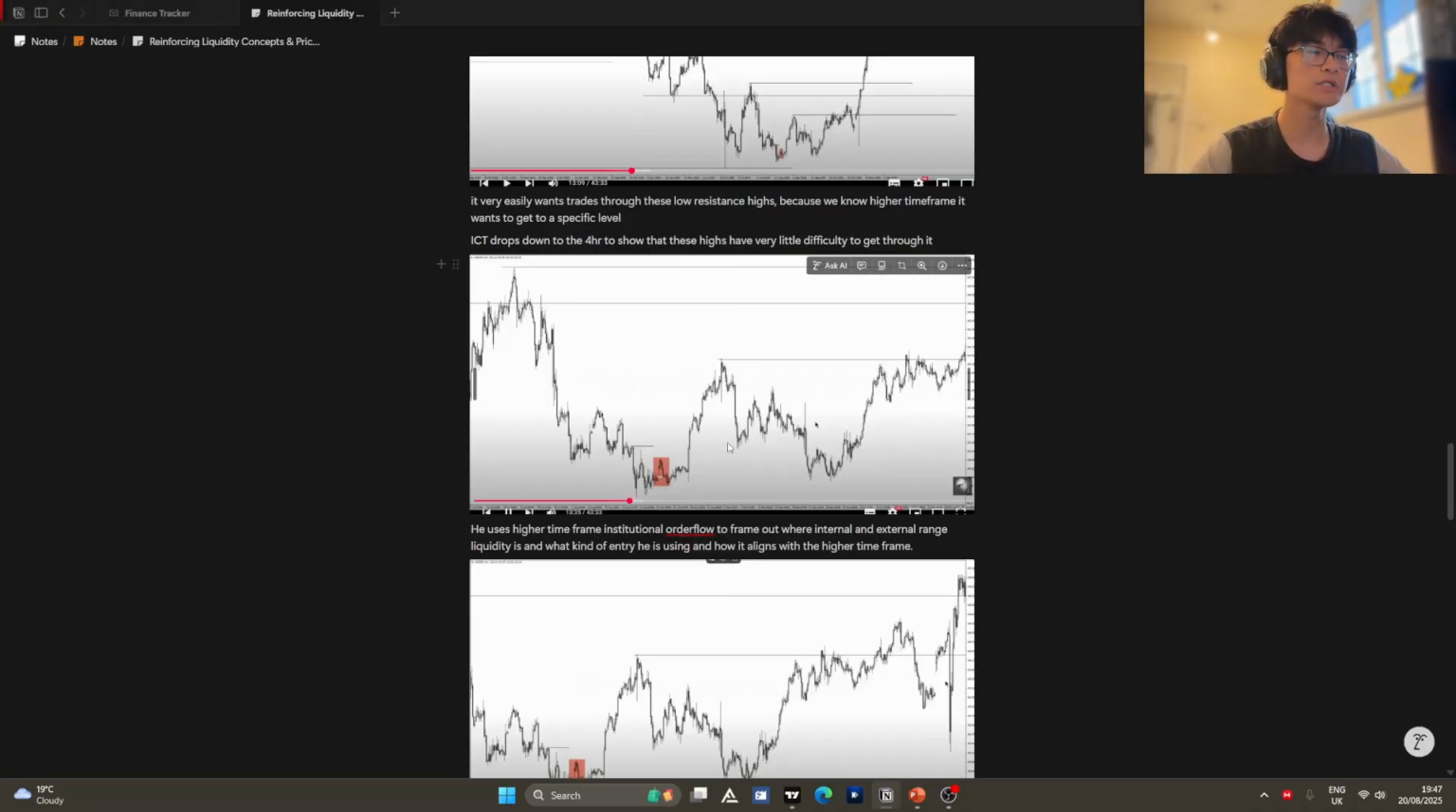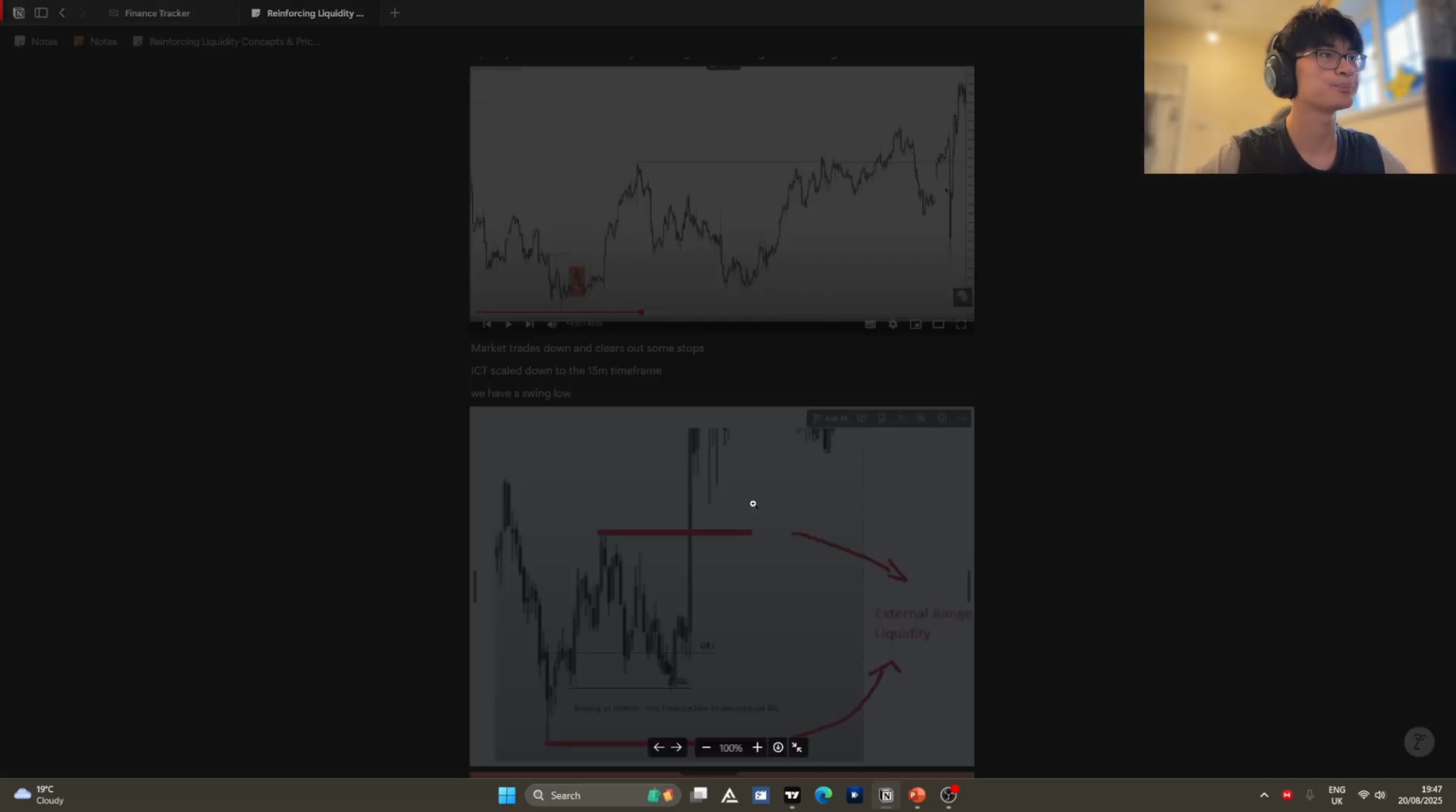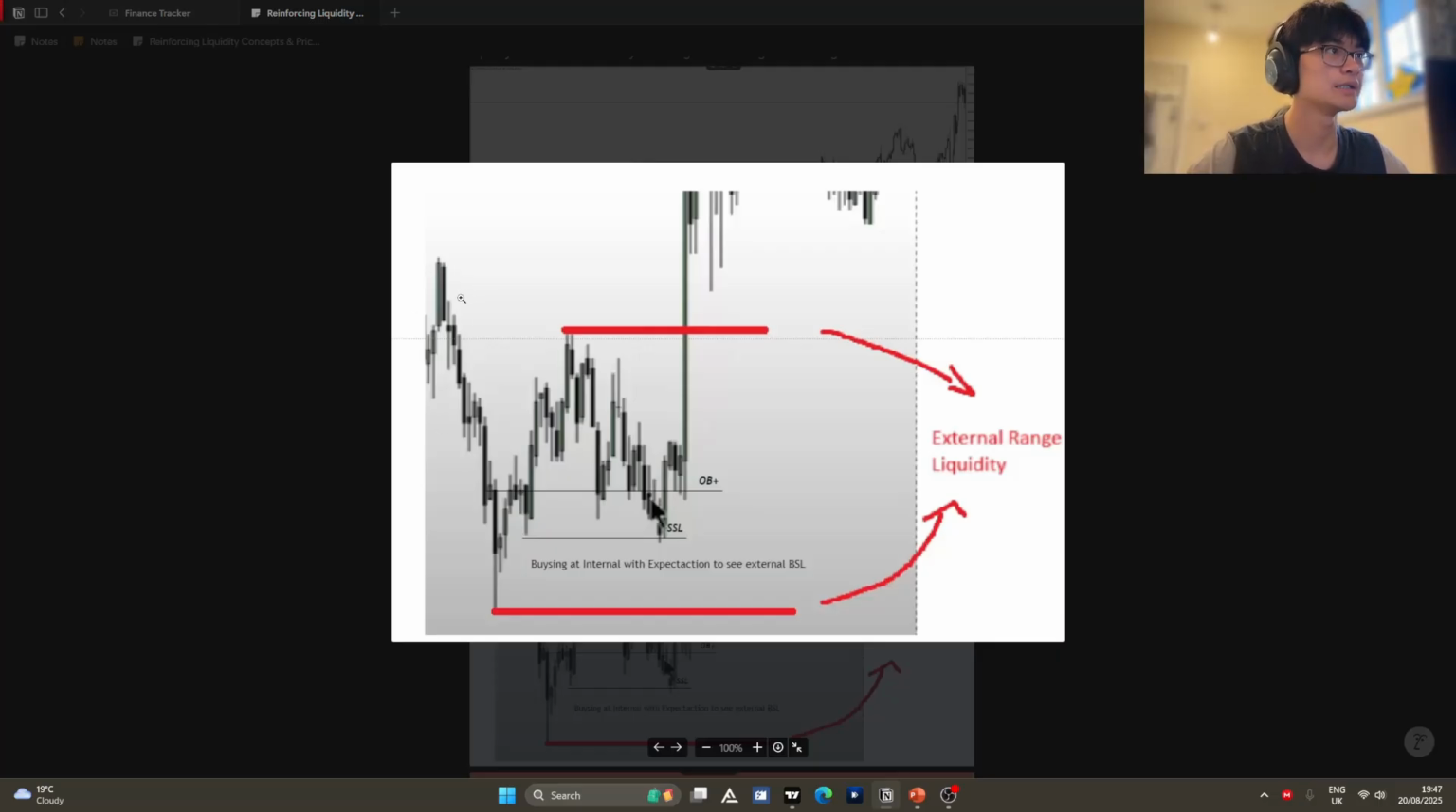Yeah, he doesn't really show that bit. He scales down to the 15-minute time frame over here, and we see also the same thing. Your external range low, external range high. This could also be your external range high, but it's kind of, I don't know how to explain it. It's kind of like a bearish sort of range, so you don't really use it like that. You want to use it like this: external range low, external range high.